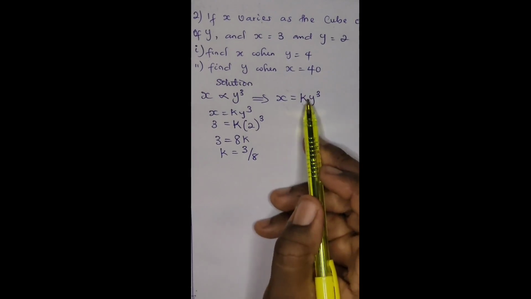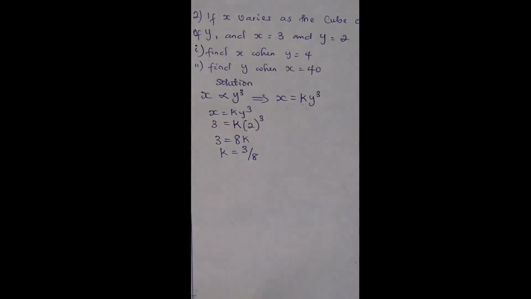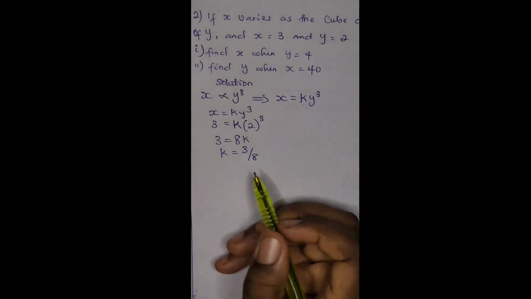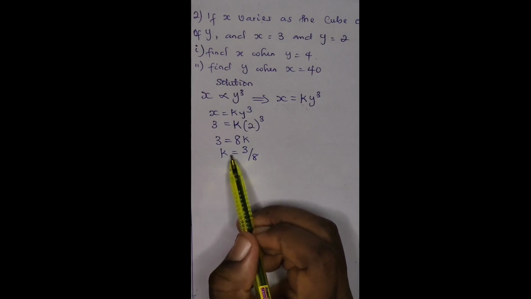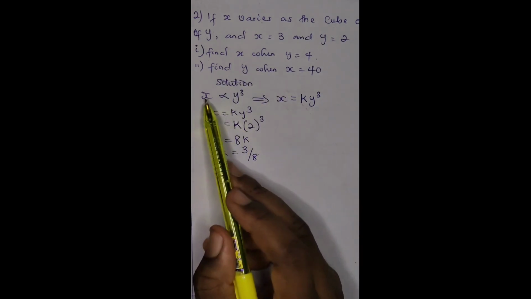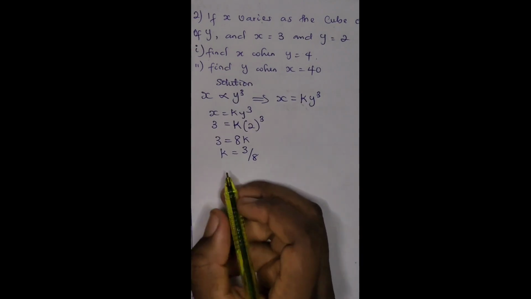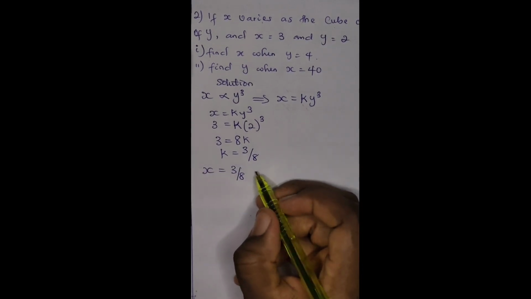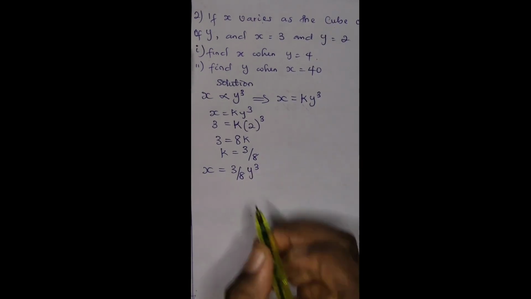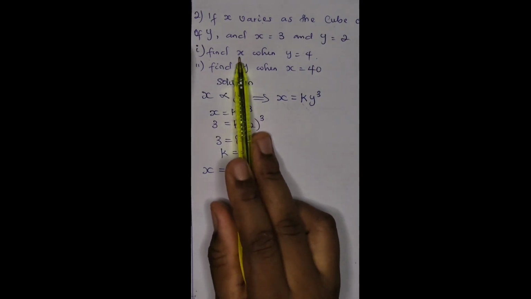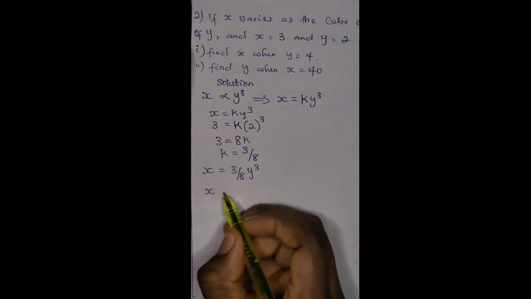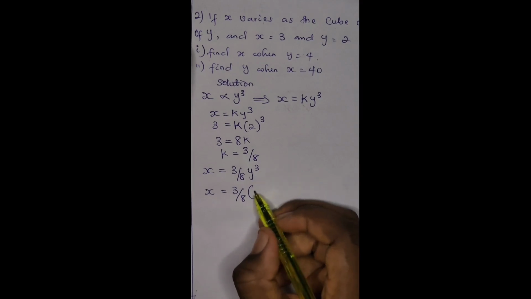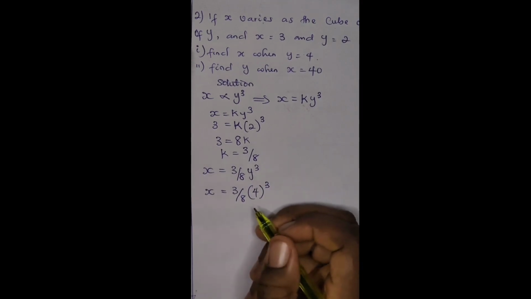So since we've gotten our constant, we'll move over to finding the first question. We are asked to find x when y equal to 4. But remember, the equation connecting the 3 variables now, which is x, y, and the constant, will give us x equal to 3 over 8 y cube. So we'll be using this equation to find x when y is equal to 4. We have 3 over 8, and we substitute 4 for y, which is 4 raised to the power 3.